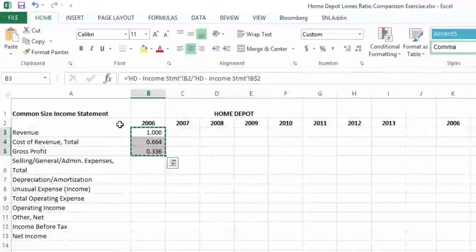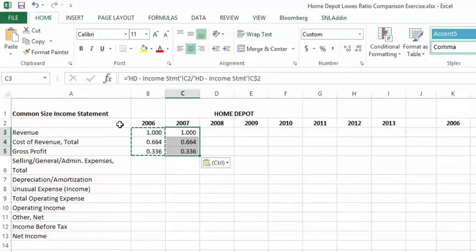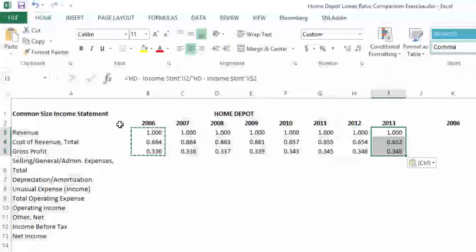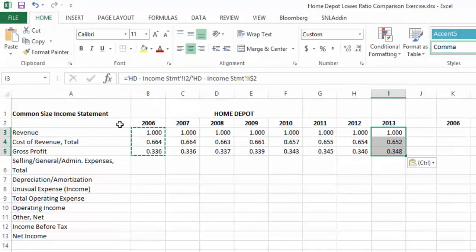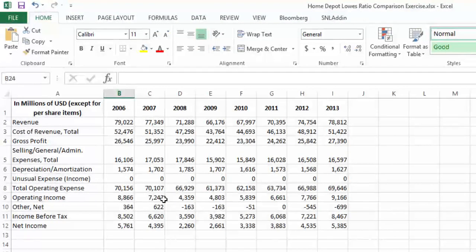Now, let's just real quickly copy this across time. The revenue is always going to stay 1. It's always 100% of itself. But we can see that the cost of goods sold is decreasing over time. Actually, every year it looks like it's getting slightly smaller. And that paints a nice picture for Home Depot. Their cost of goods sold is going down. The gross profit margin is increasing each year. It increases about 1.2% over the 8 years in this analysis, and that's a good thing. That paints a good picture, and it helps us see that the profit margin is going up even much better than if we just look at the income statement.